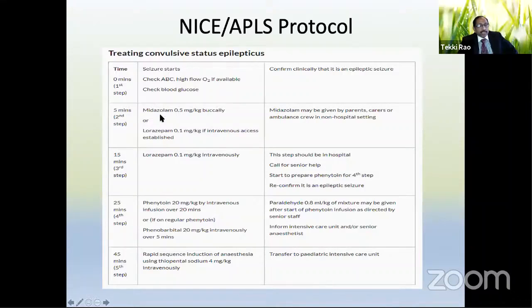Ten minutes following the first administration of benzodiazepine, a second benzodiazepine dose is most commonly followed. By this time, if a line is set up, lorazepam can be given. If not, again, similar to rectal diazepam or buccal midazolam could be given.